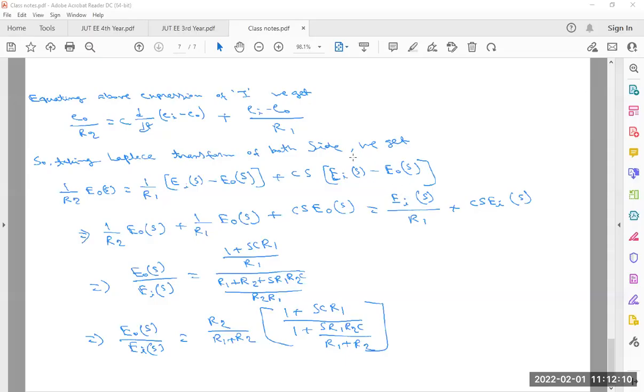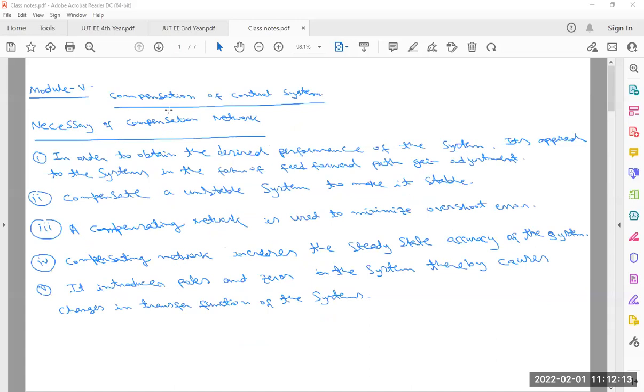Okay, so let's start. We have discussed in our last classes the compensation design of control system. Just recall, then we have to continue our next part also. So what is the basic necessity of the compensation network circuit? Why do you have to design a compensation network in control?